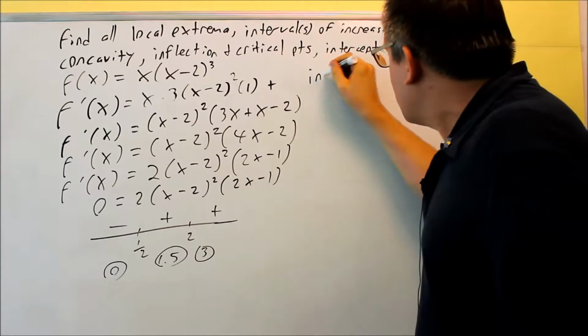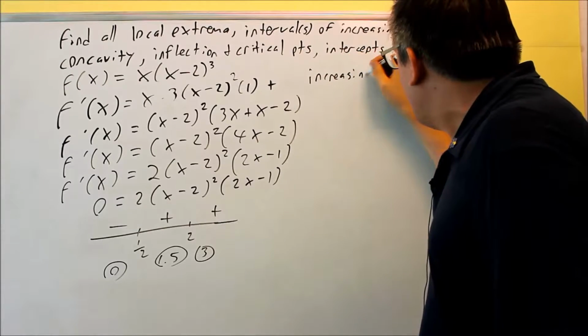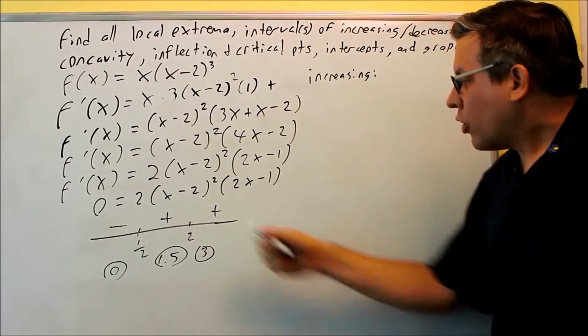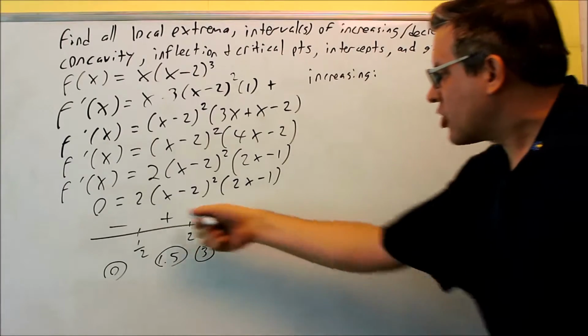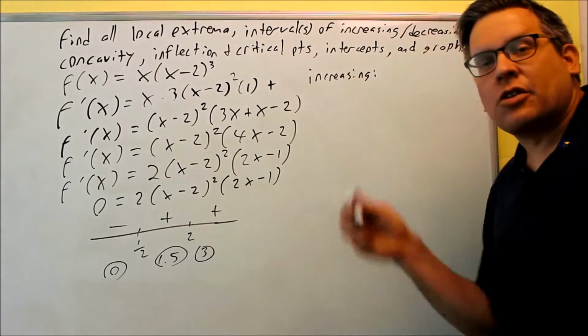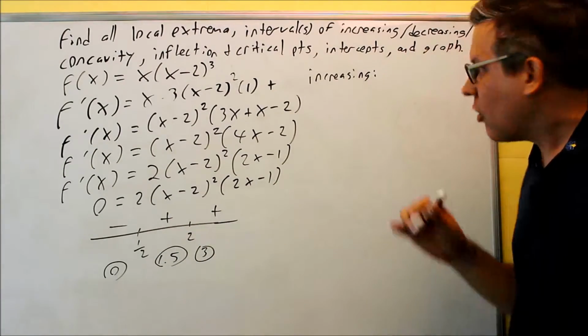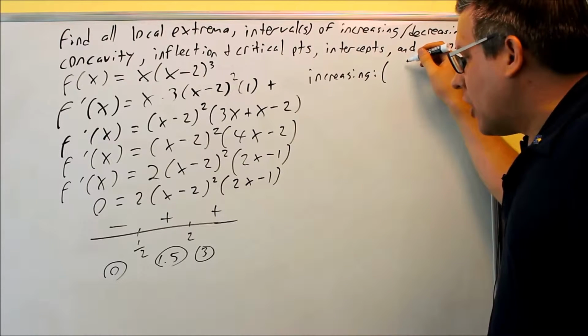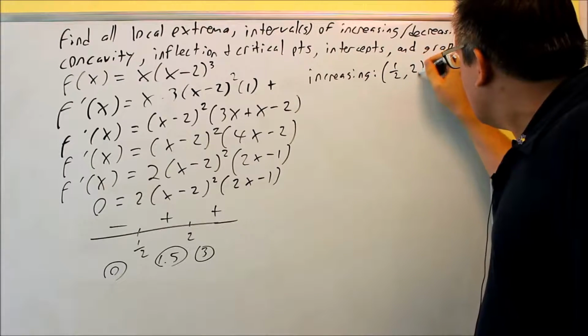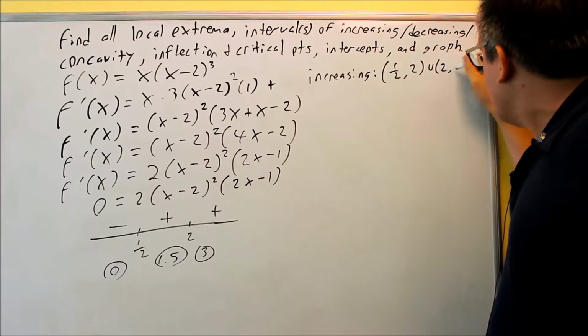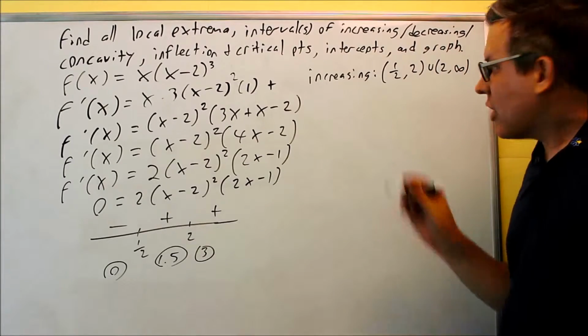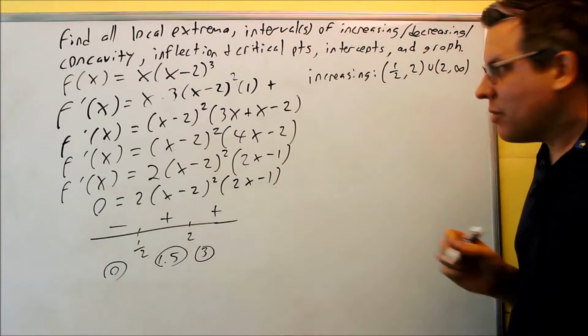So if we're going to write the intervals of increasing, where you see pluses there. Now I am going to split this up because at 2, technically the derivative is 0. It's not increasing or decreasing. So I have from 1/2 to 2, and then from 2 to infinity. That's my intervals of increasing.